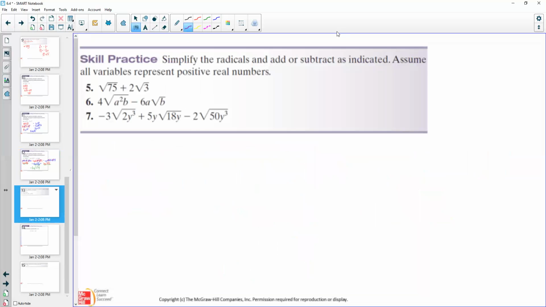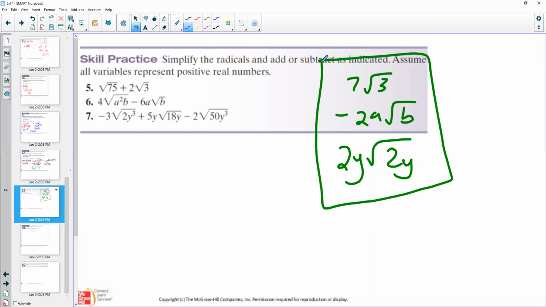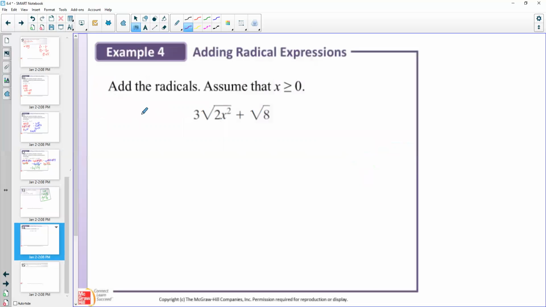All right, you guys try these. The answer for number 5 is 7 radical 3. Make sure you can get there. The answer for number 6 is negative 2a radical b. And the answer for number 7 is 2y radical 2y. So please take a look and make sure you can do each of these and get each of these answers. When you are stuck, you know where to go into the discussion. All right, let's try to add these. Let's see where we get.